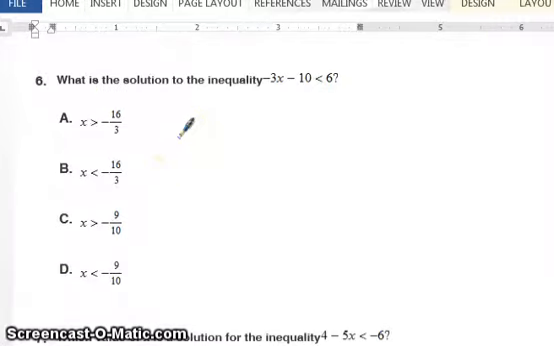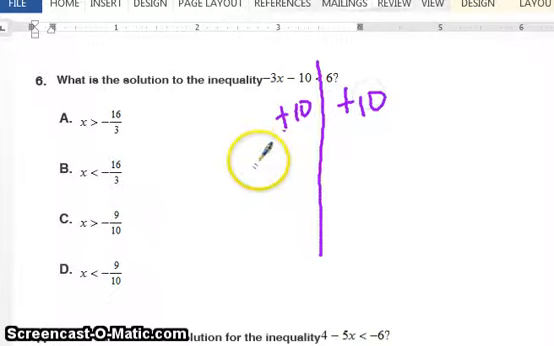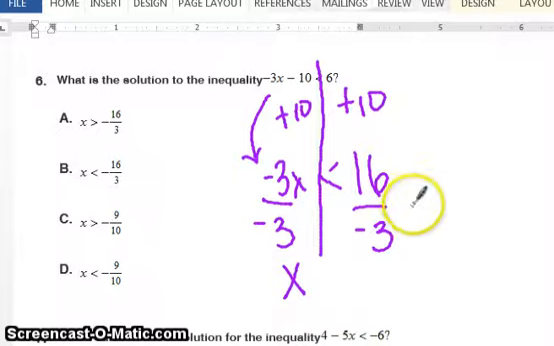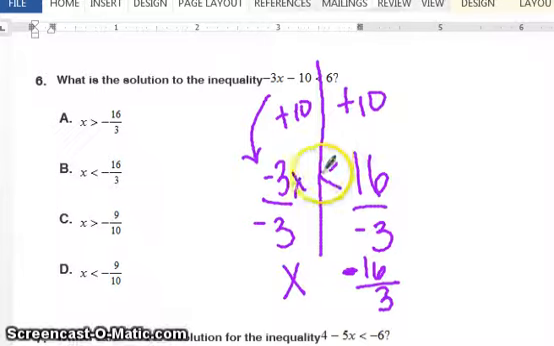What is the solution to the inequality negative 3x minus 10 is less than 6? Add 10 to both sides and simplify. We still have negative 3x is less than 16. I'm going to divide both sides by negative 3. And I'm going to have x, and then 16 divided by 3. I'm looking over here at my solutions. They don't have any factors in common. There's a negative in there. They don't have any factors in common, so I can't simplify them. And I'm just going to leave it improper because they've left it improper over here.